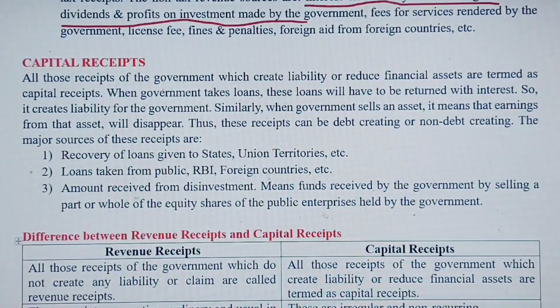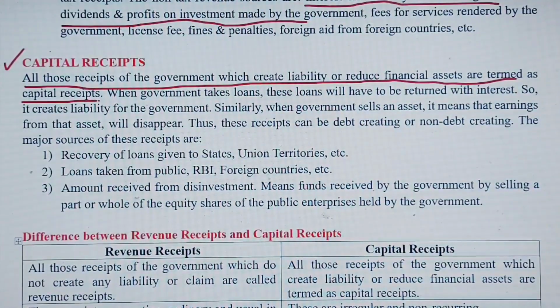The next one is capital receipts. Now let's see what those are. The definition written here: all those receipts of the government which create liability or reduce financial assets are termed as capital receipts. So that is the difference between the definitions of revenue receipts and capital receipts. Capital receipts create liability for the government and also reduce the financial assets of the government.